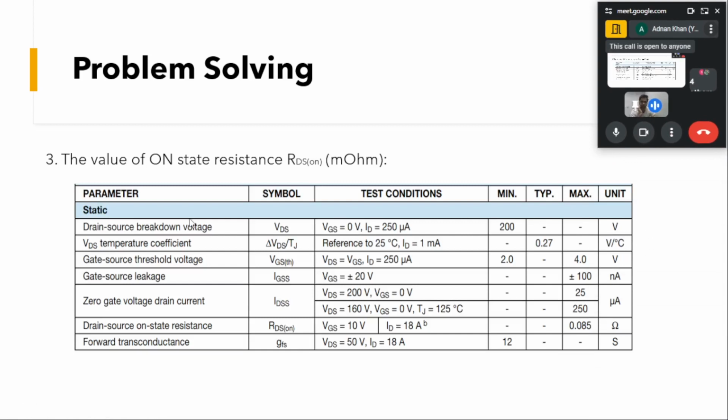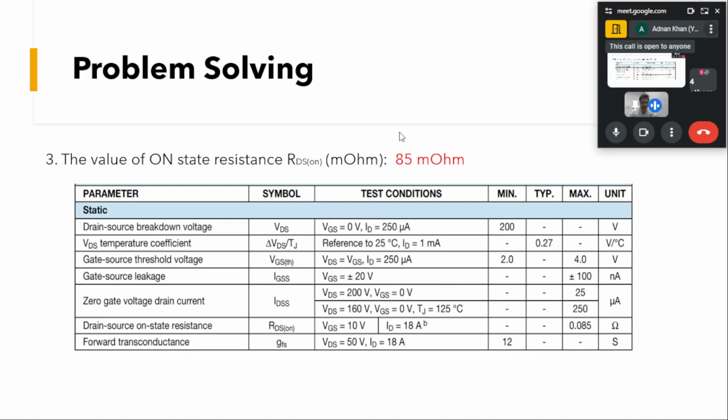If you can look at this data sheet, there are a number of things that we had discussed, like drain source voltage and so on and so forth, and what is also provided is the drain source on state resistance, that is RDS on, and it is given to be equal to 0.085 ohm, and that is 85 milliohm.